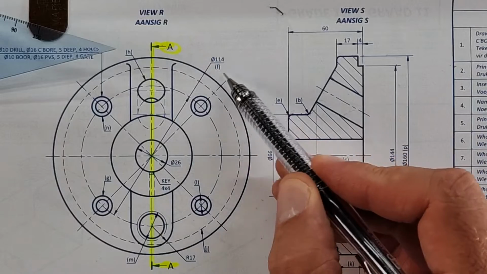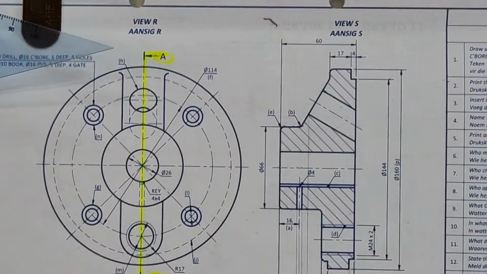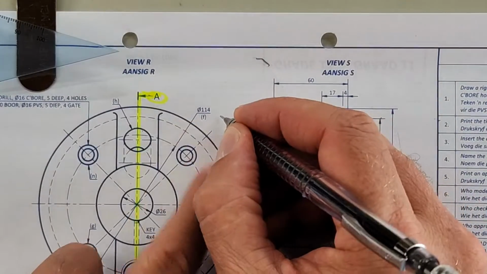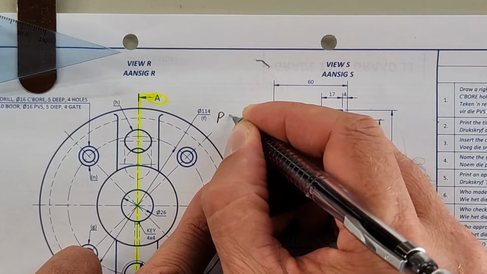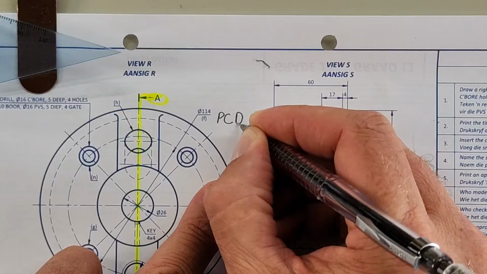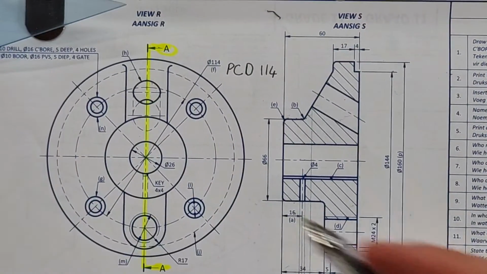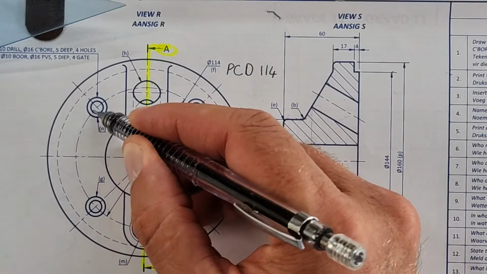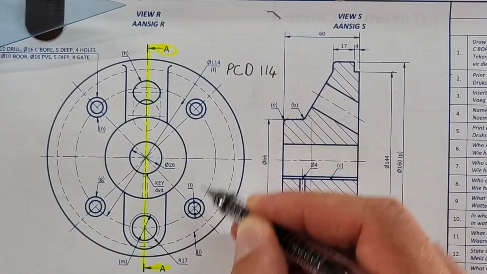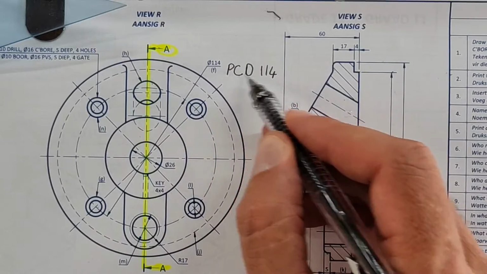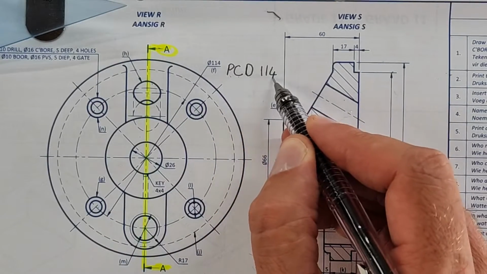Okay, that's this one here. I actually said that in one of my previous videos. So another alternative would have been pitch circle diameter 114. Remember why that is? It's this diameter here where I have 4 holes on. The diameter is 114. PCD, pitch circle diameter 114.